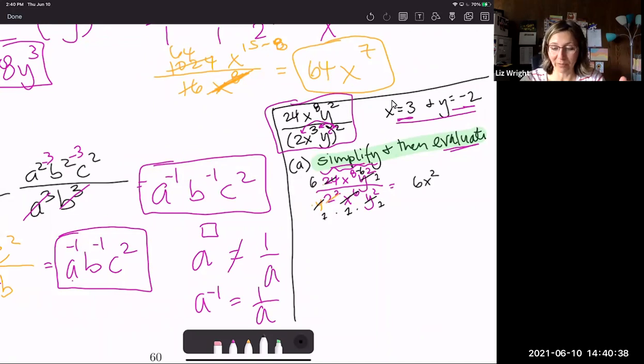So here's your simplified expression. That's so much easier than this one, right? Now I'm going to evaluate. So this is the simplify. And now evaluate.